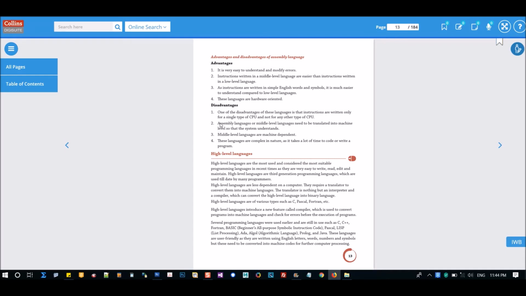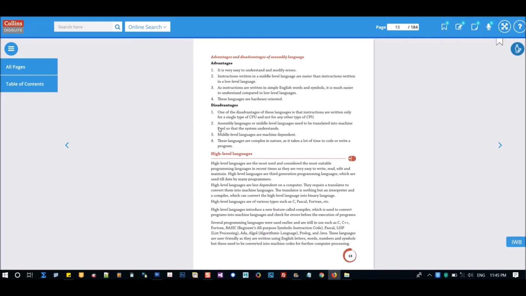Okay, so now the disadvantages. One disadvantage of this language is that even if we can write in an easier way, suppose you have written the assembly language on one machine, one CPU or one computer, it may not work on another computer. During those times different kinds of machines were made, so it may work on one machine but not on a different machine.